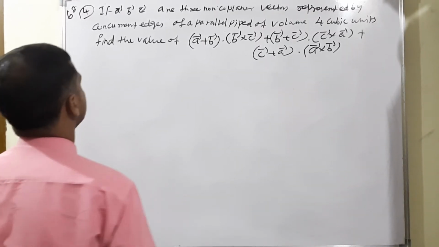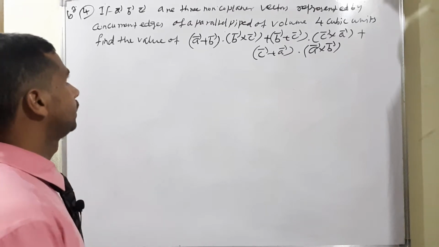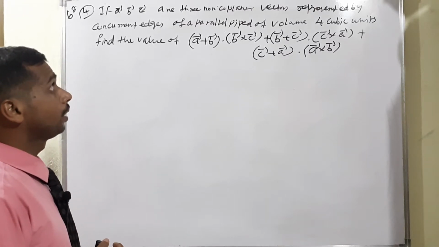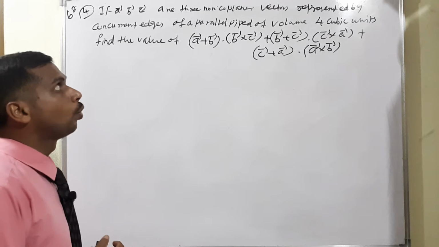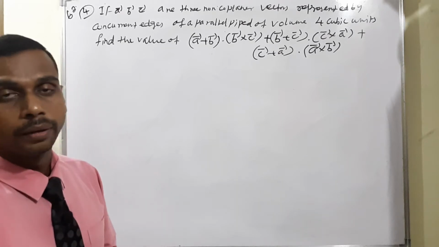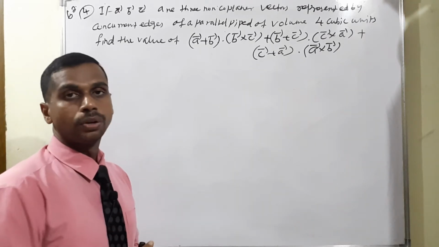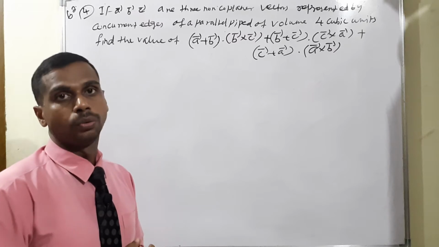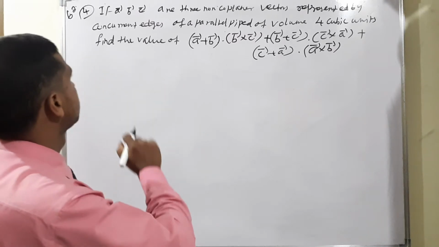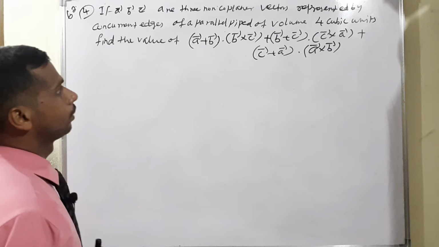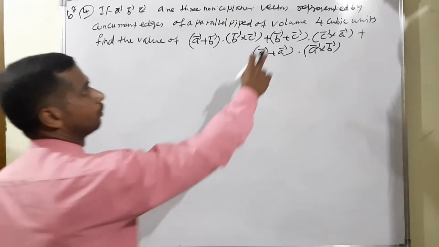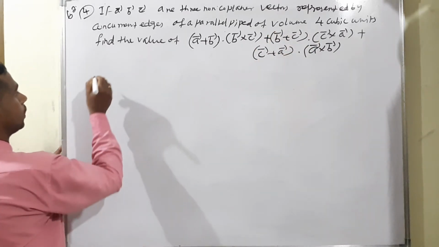Question number 4. If A vector, B vector, C vector are three non-coplanar. Already you know coplanar means the box product is equal to 0, and non-coplanar means not equal to 0. That's all. Okay. They are represented by concurrent edges of a parallelepiped of volume 4 cubic units.